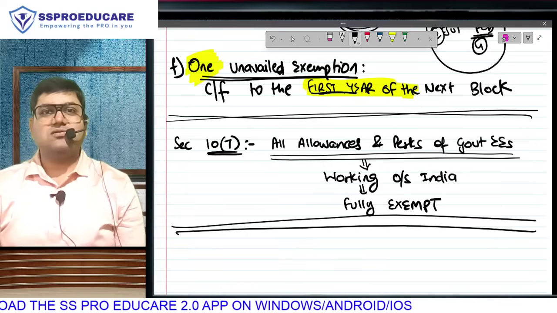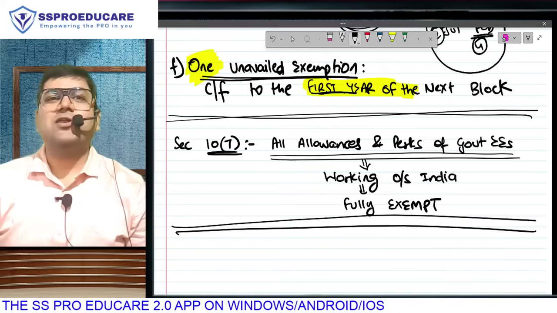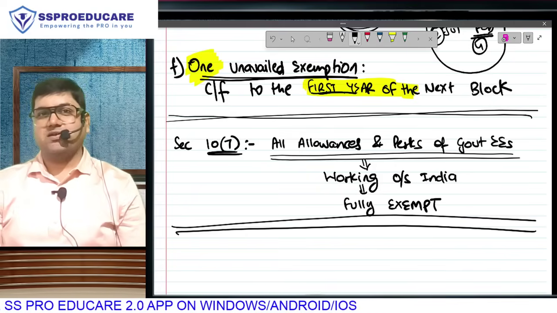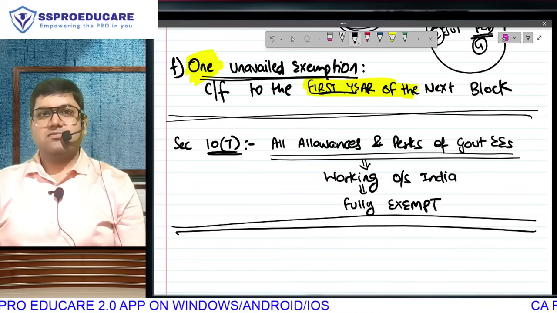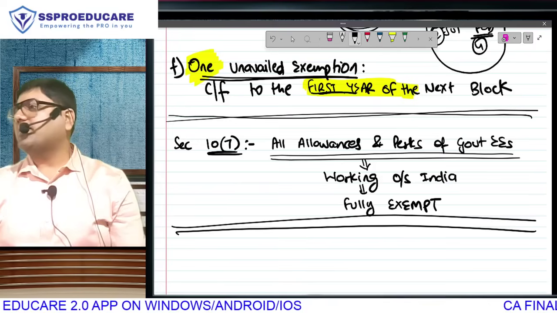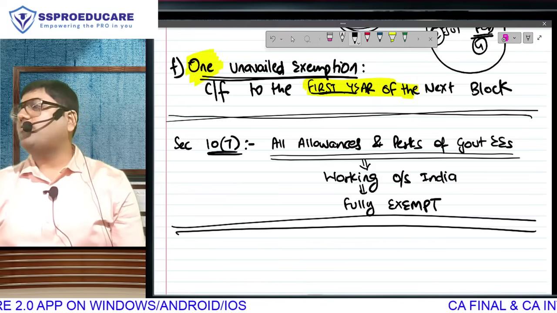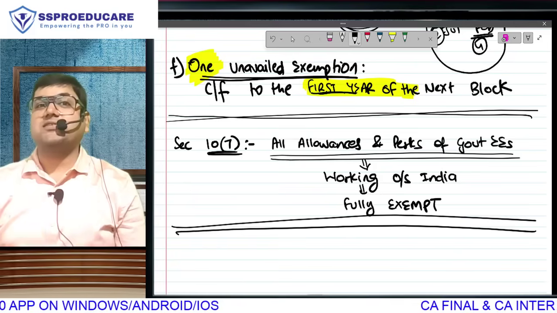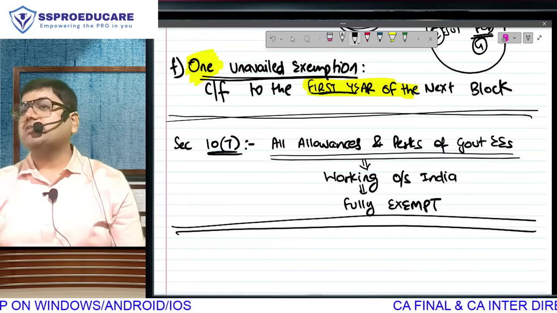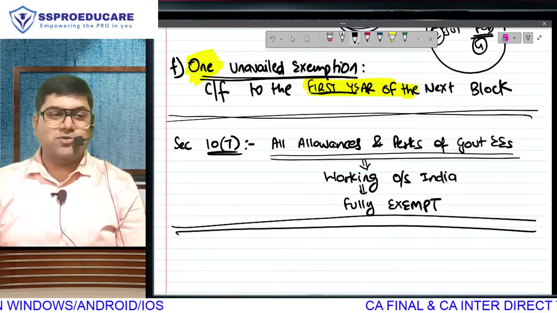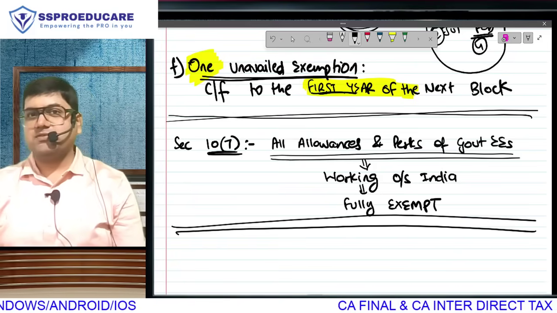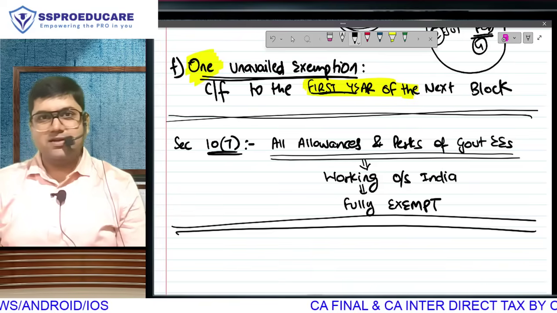Is that understood? Now tell me, how can you manipulate here? Come on, I want to see how your brain works. Perfect. Take less in the form of basic salary, more in the form of allowances and perquisites. Total amount is same, but tax treatment is different. Salary is taxable because deemed to be Indian income, but allowances and perquisites are not. Fantastic. Tax planning done.